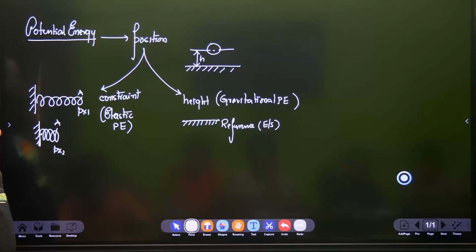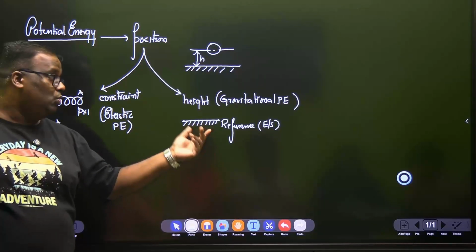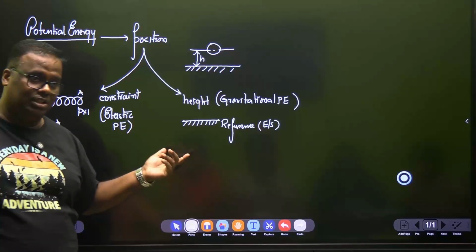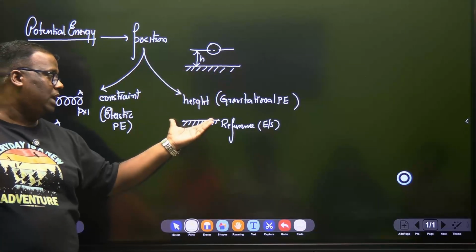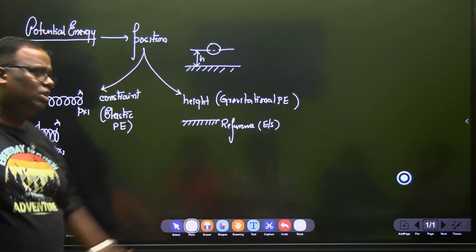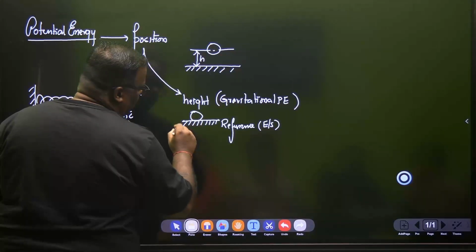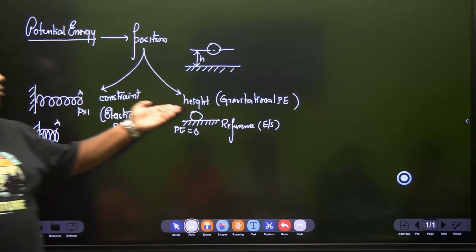Any measurement that you do, what is your age? 16 years. Why? Because you took your date of birth as 0, as this reference level. Now you are measuring the height from the surface of the earth. You could have also measured the height from the center of the earth. So whenever we measure, we have to take some reference. At this reference, we say the body does not have any height. Let's say the body is out here. It does not have any height. So we will write that potential energy is equal to 0. Have you understood? And from here you are building up.